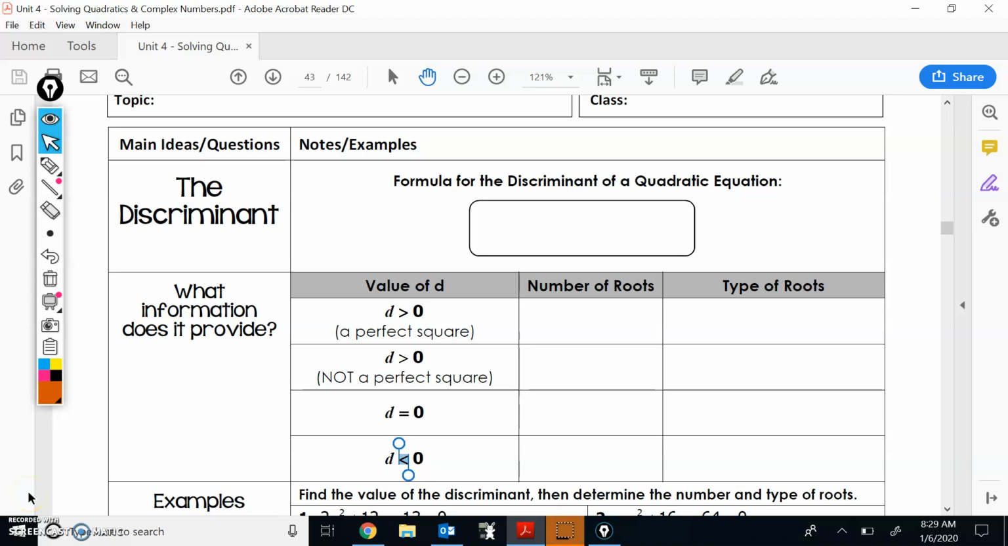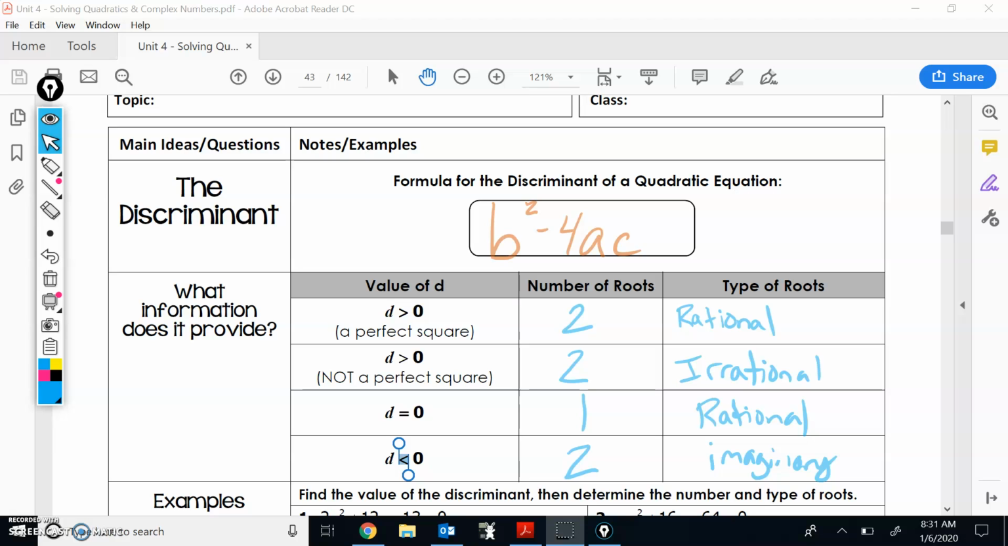Guys, today's video is on the discriminant. What the discriminant does is it tells you how many solutions you're going to have in a quadratic equation, and specifically what type of solutions they will be. The formula for the discriminant is b squared minus 4ac. This looks familiar because it's inside the square root sign of the quadratic formula, so you don't need to memorize any other formula besides the quadratic formula because the discriminant is in it.